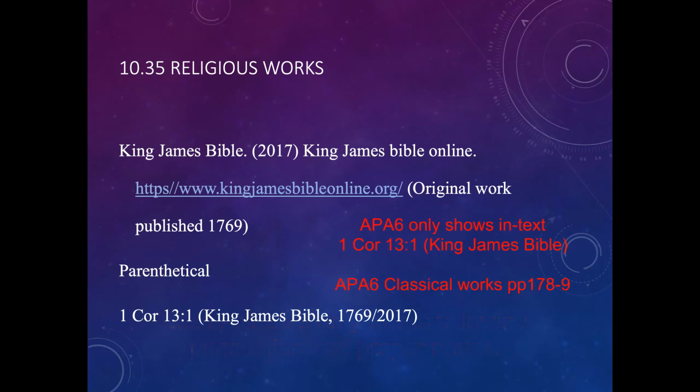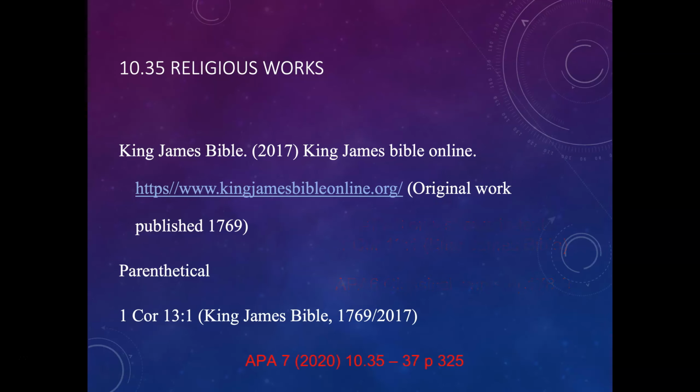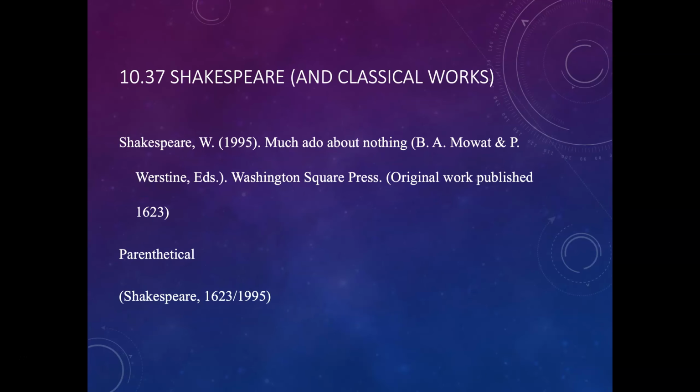Here's a religious work. Previously in APA 6, you'd only cite 1 Corinthians 13:1, King James Bible, as an in-text parenthetical citation. Now, however, you will cite the full work in your references section and you use the original date of publication. In the King James Bible, that would be 1769, or Shakespeare. Shakespeare also shows the original published date and the edition date.